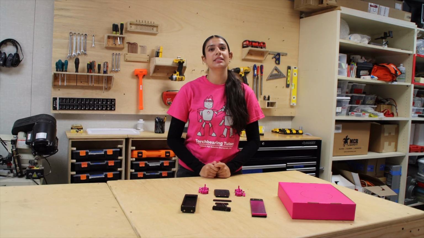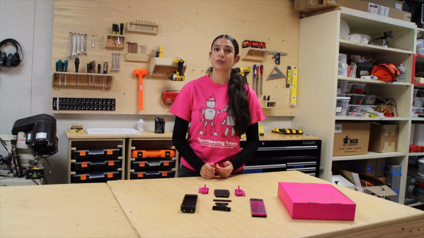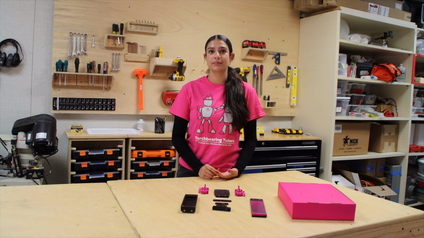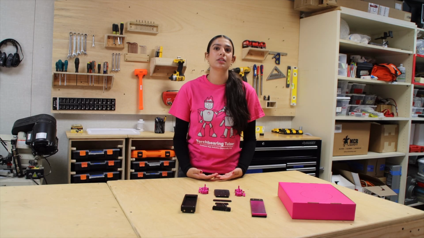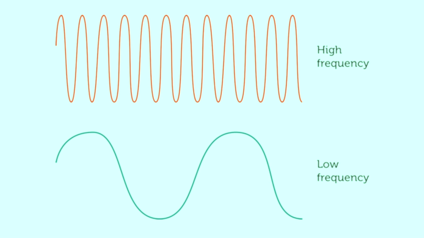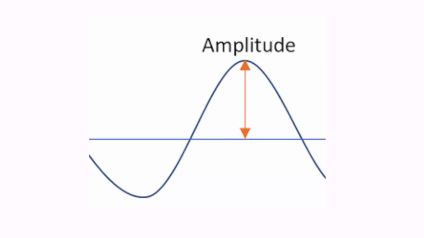Acoustics is the branch of science concerned with the study of sound, how it's produced, transmitted, and perceived. The two major components of this are frequency, the number of waves that pass through a given point in 1 second, and amplitude, the strength of the sound waves that determines loudness. Let's tune one of the strings on this ukulele to understand frequency.